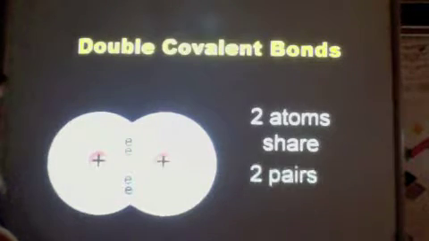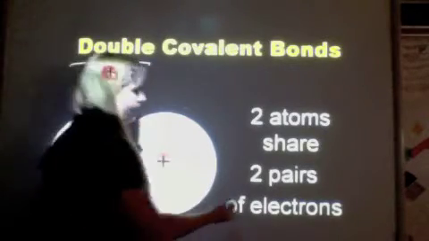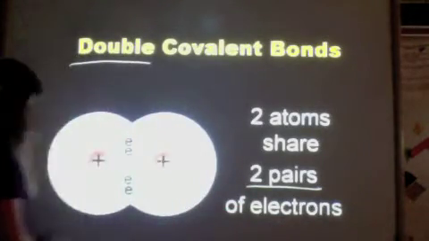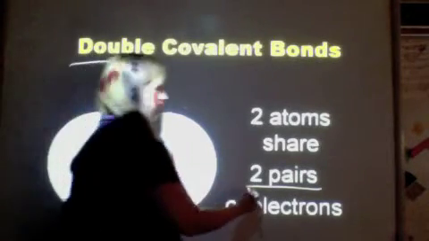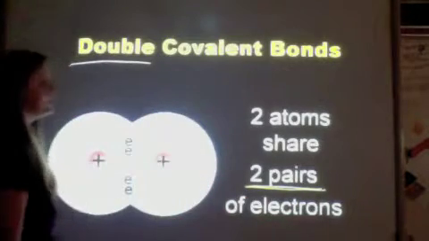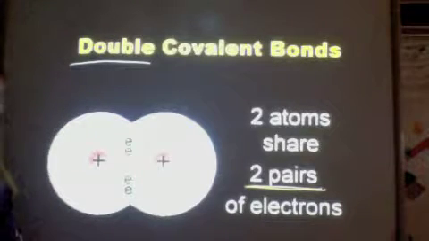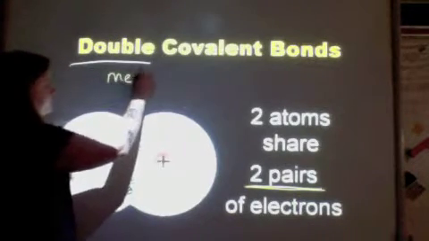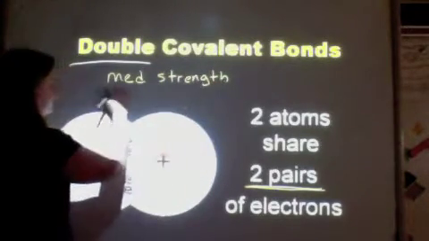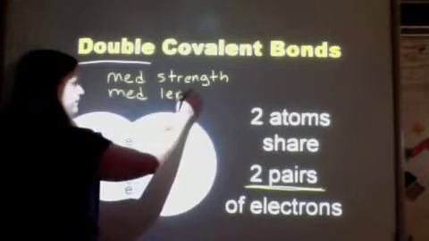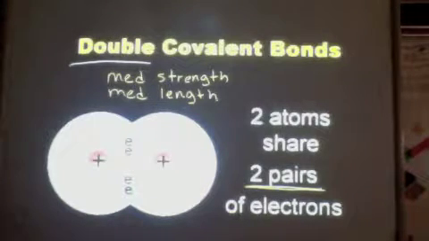Okay, so next, we have a double covalent bond. The double comes from the fact that they're sharing 2 pairs of electrons. So 2 atoms are sharing 2 pairs of electrons. So what do you think if we're adding another pair of electrons in there? What happens to the strength and the length of the bond? It's going to be medium strength, and it's going to be medium length. Since that strength went up a little bit, it's going to cause the length to shorten as well.